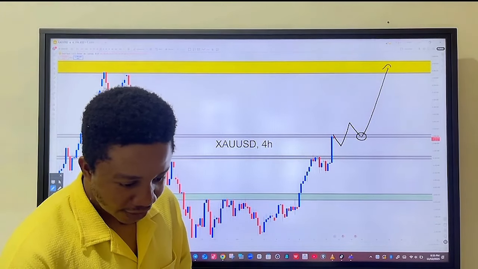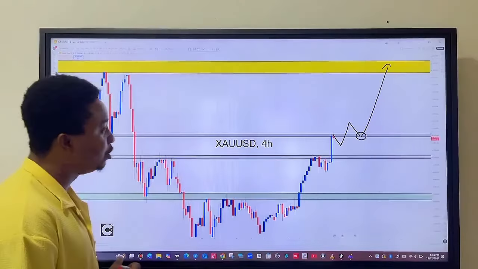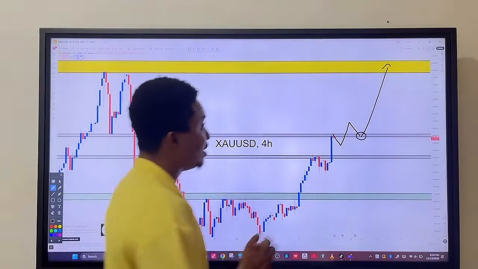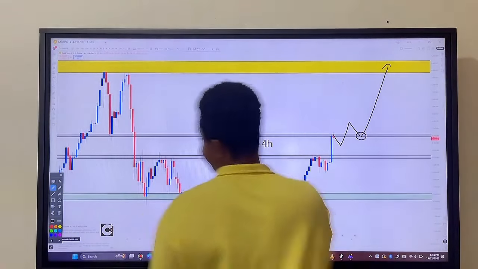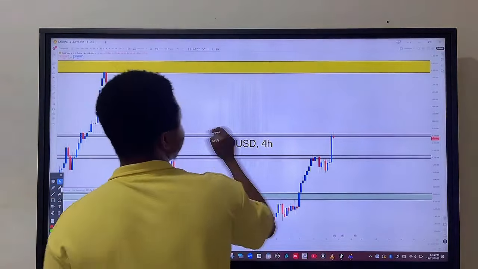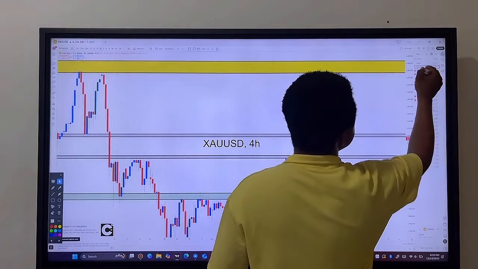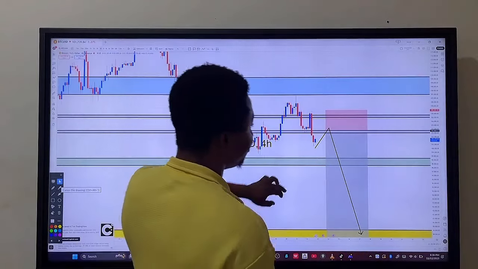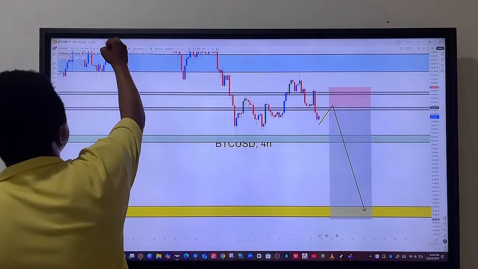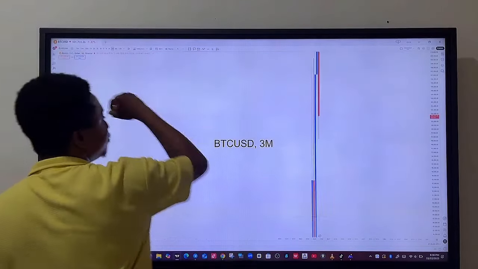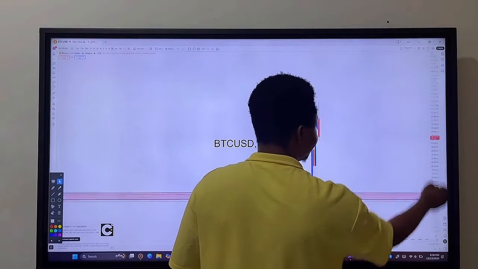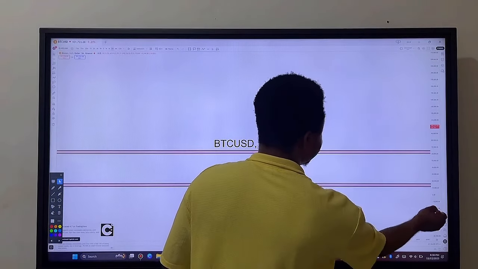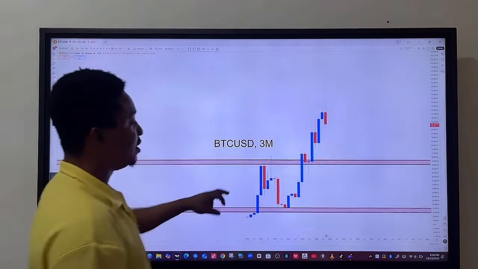Ajagbo Jr. is saying BTC USD. Let's go to Bitcoin. Alright, so BTC USD, we are looking for a selling opportunity. Let's take it to a 3 months time frame. Alright, so this is the 3 months time frame of BTC USD. Let's begin with the breakdown.